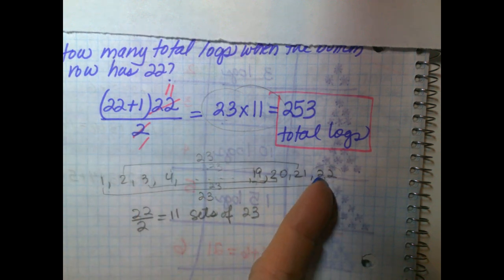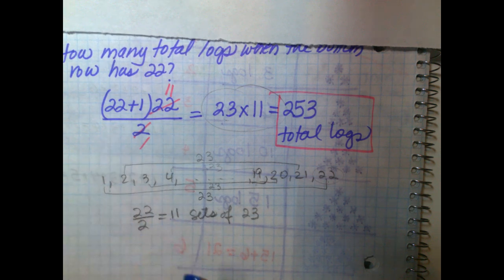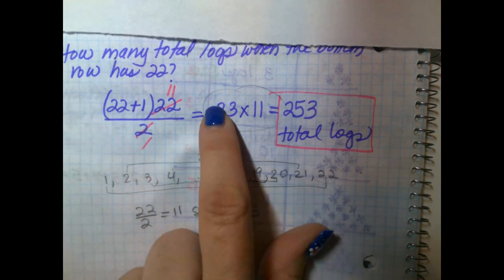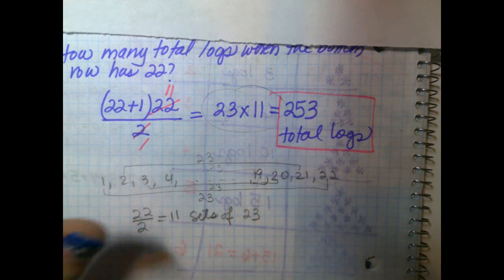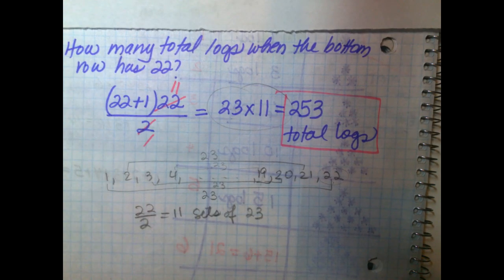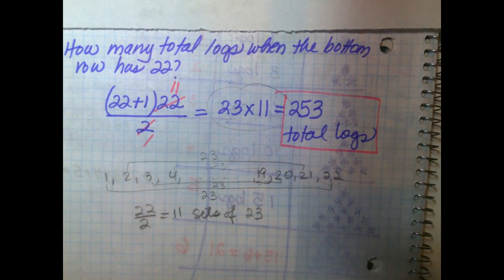Now, how many sets of 23 are we going to have? We have a total of 22 terms. We're going to divide it by 2, and that's 11. So we had 11 sets of 23. So what are we going to do? 23 times 11, and that gives you 253. So this is something that your fourth or fifth graders could do, right? They can realize that and then make the sets and then multiply it, and that's it.